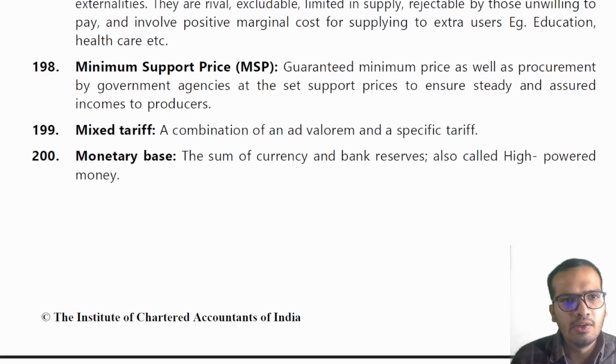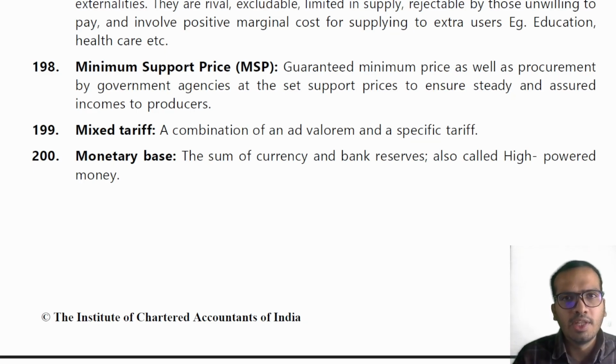We have then number 198, minimum support price. You may have heard it in the news also. Minimum support price, MSP. So it's a guaranteed minimum price as well as procurement by government agency at the set support prices to ensure steady and assured incomes to producers.